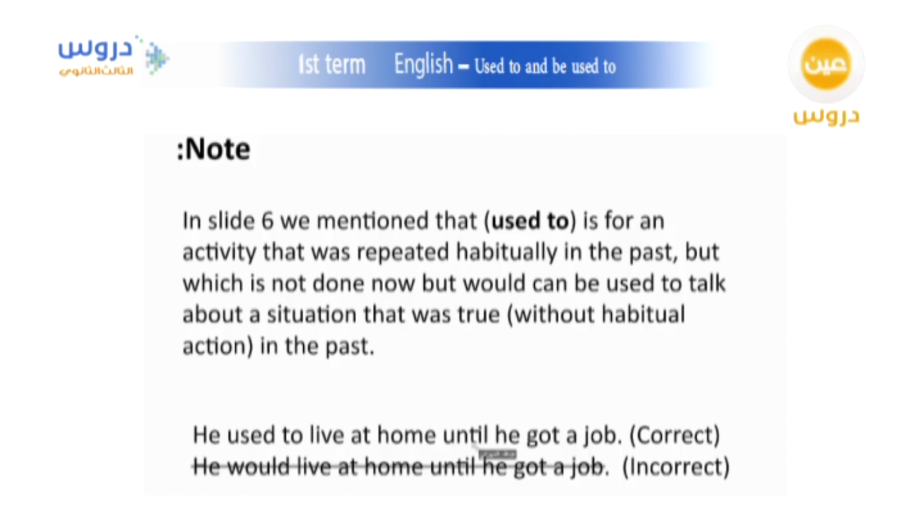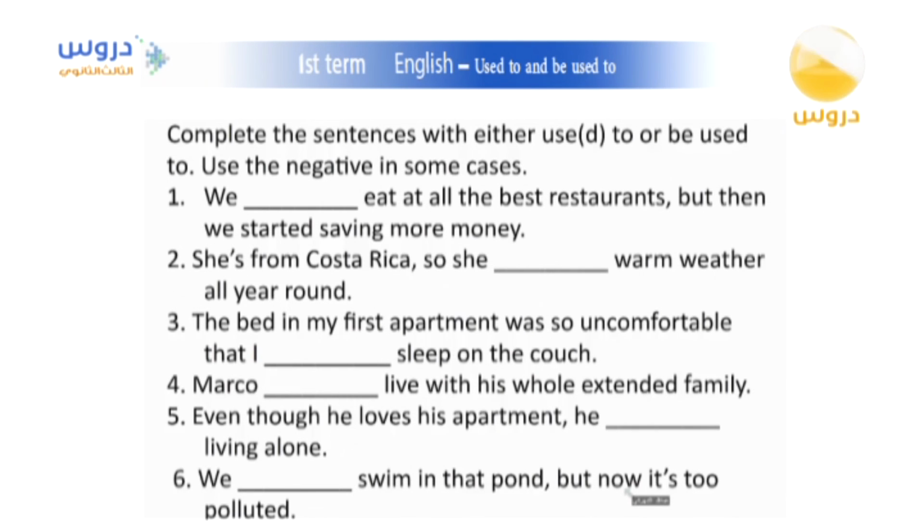So he used to live at home until he got a job. This is a correct form, but he would live... Okay, Muhammad, when you remember this, you can provide it in another class, because inshallah, the day after tomorrow, I have a class at 4:30. Before starting, we will try to help you with that. So he used to live at home until he got a job. This is correct, but we cannot say he would live at home until he got a job. Until he got a job, this is incorrect.